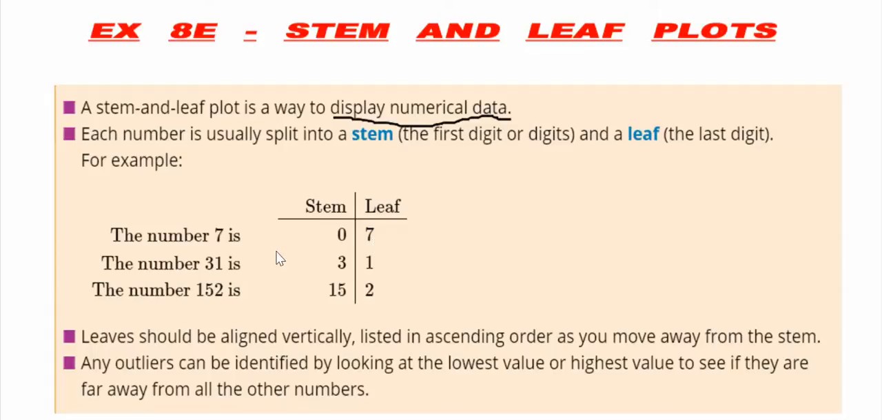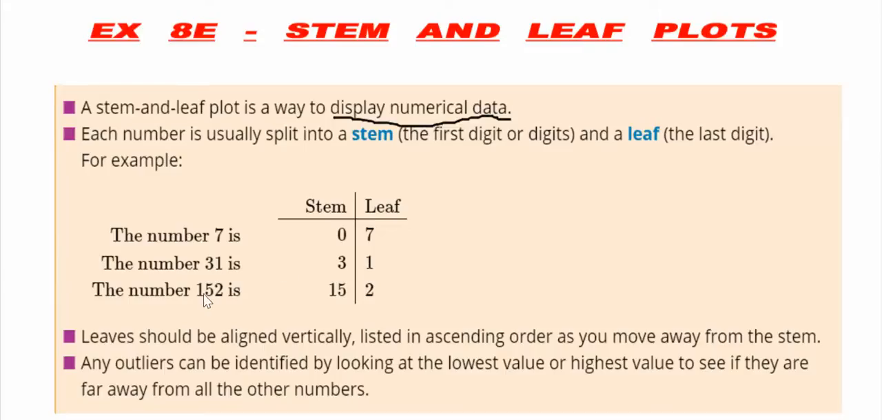If you have the number 31, the first digit in this case is our stem, 3, and our leaf is the single unit, the 1. So generally, the single unit is always going to be a leaf, and any number in front of it is going to be a stem. We won't get into too much detail with that, but that's generally how it works. So 7 is 0 and 7, 31 is 3 on the stem and 1 as the leaf.